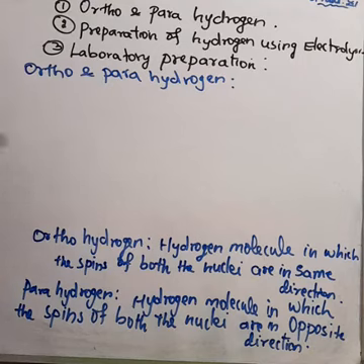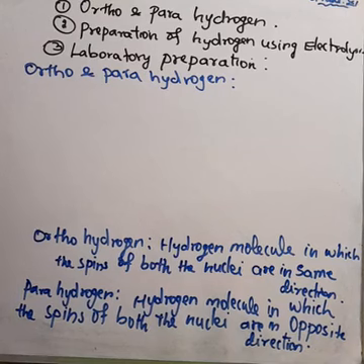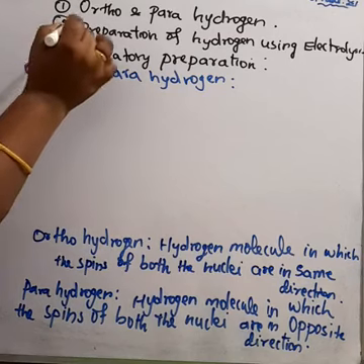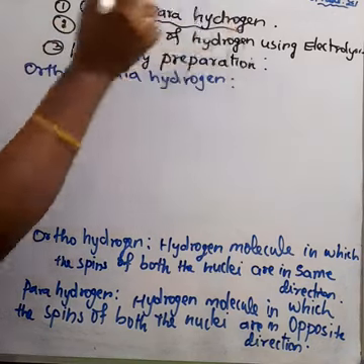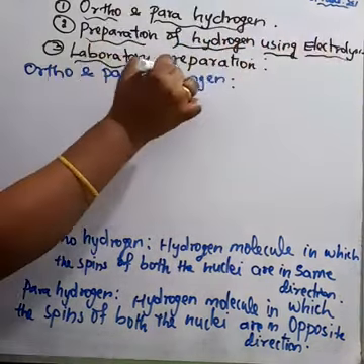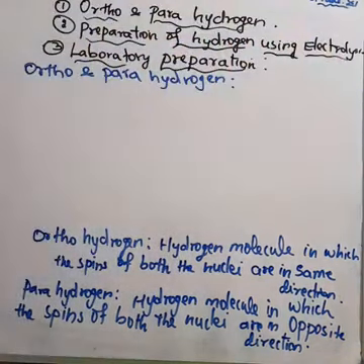In last class, we started the fourth unit, hydrogen. We studied the position of hydrogen in the periodic table and isotopes of hydrogen yesterday. Today, we are going to study ortho and parahydrogen and preparation of hydrogen. The laboratory preparation only we are going to study. Okay, electrolysis method and laboratory preparation method we are going to study today.